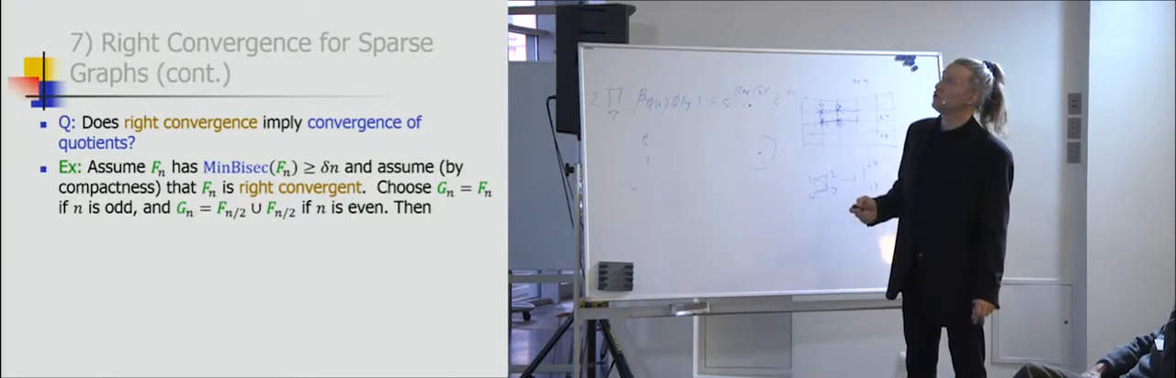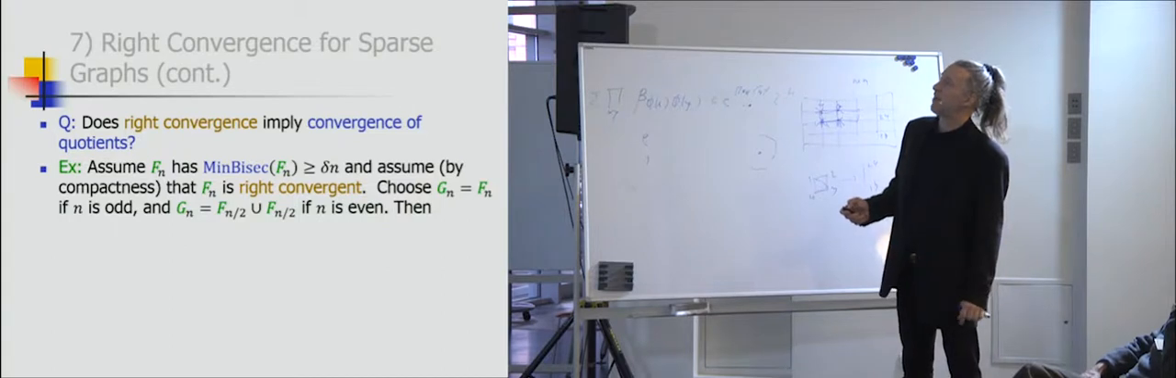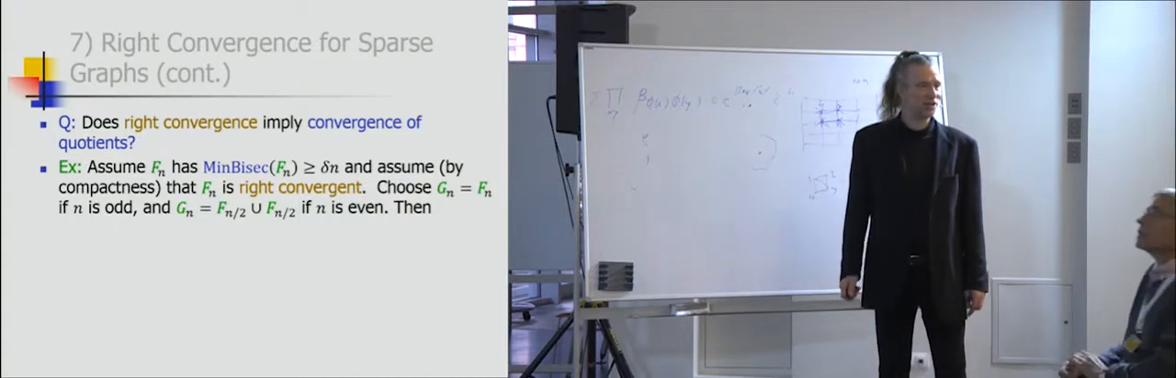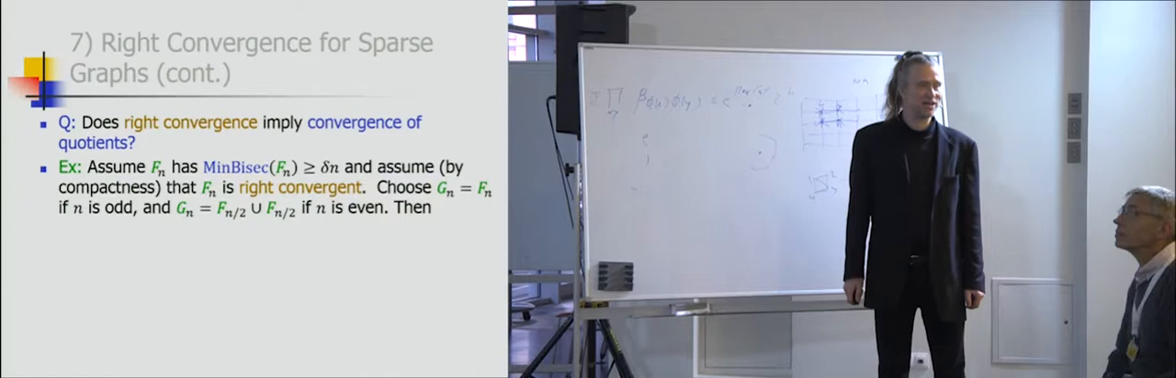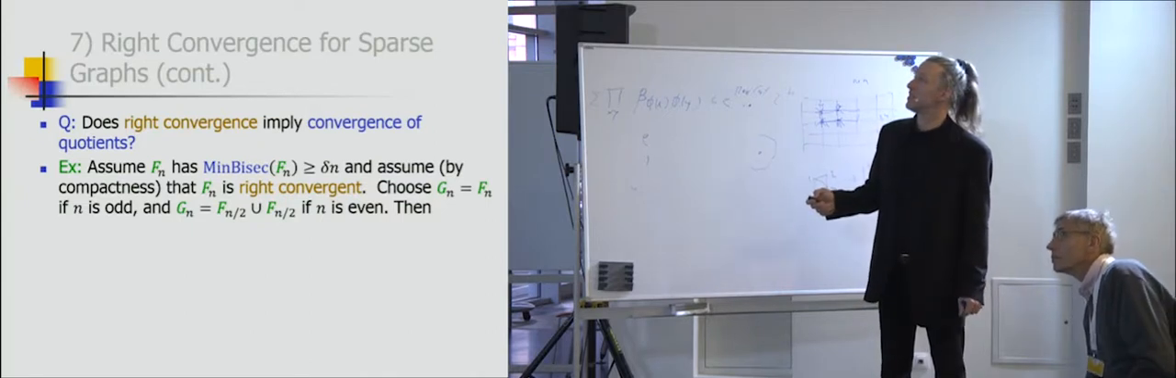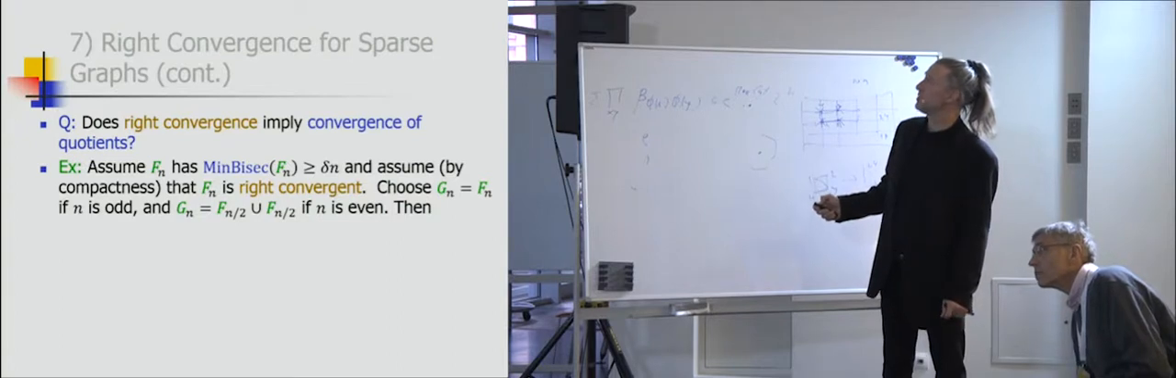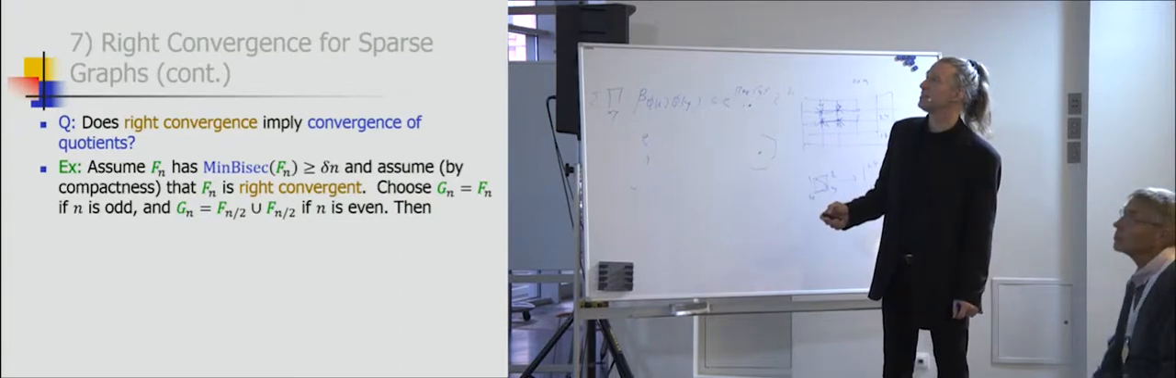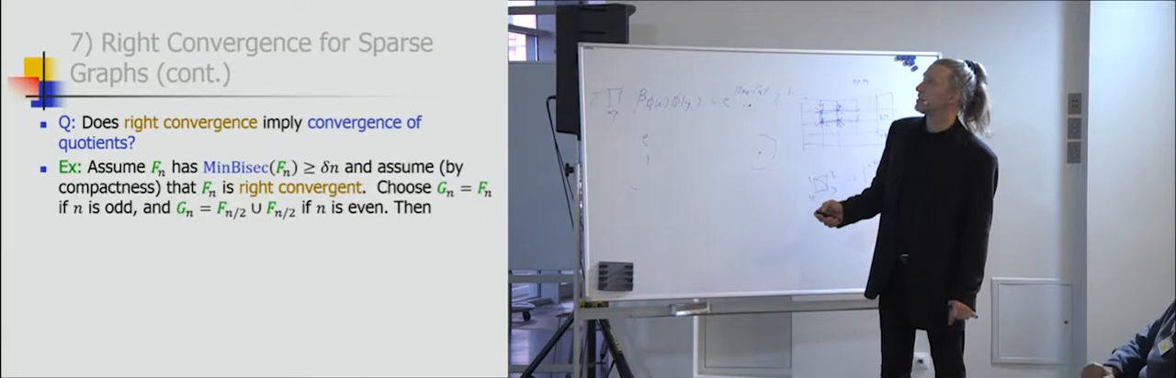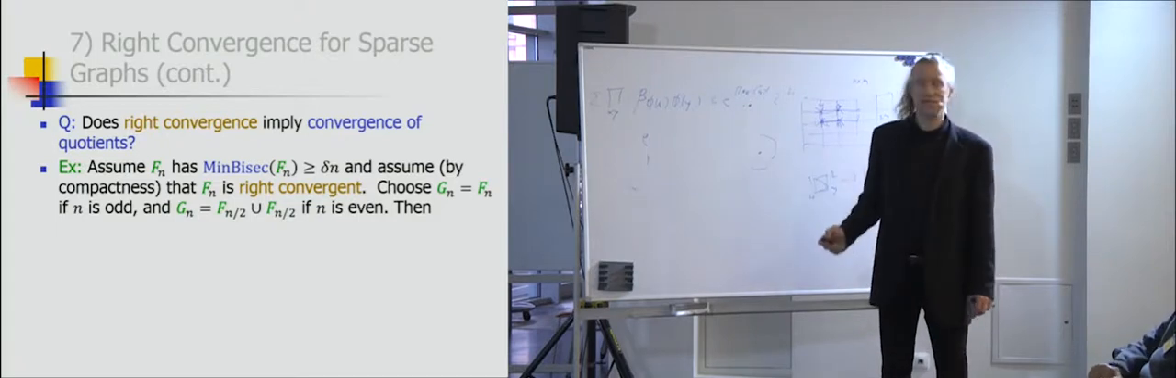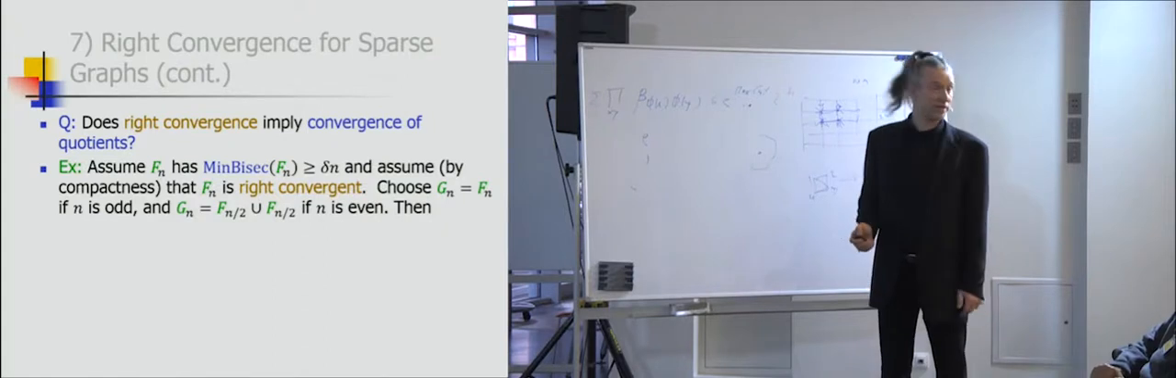And now assume that Fn is right convergent. Okay, if it's not, choose a subsequence until it gets right convergent. The subsequence will still have this bound. And now choose your sequence to be these graphs if n is odd, and if n is even, the union of these graphs with half the number of vertices, disjoint of each other.